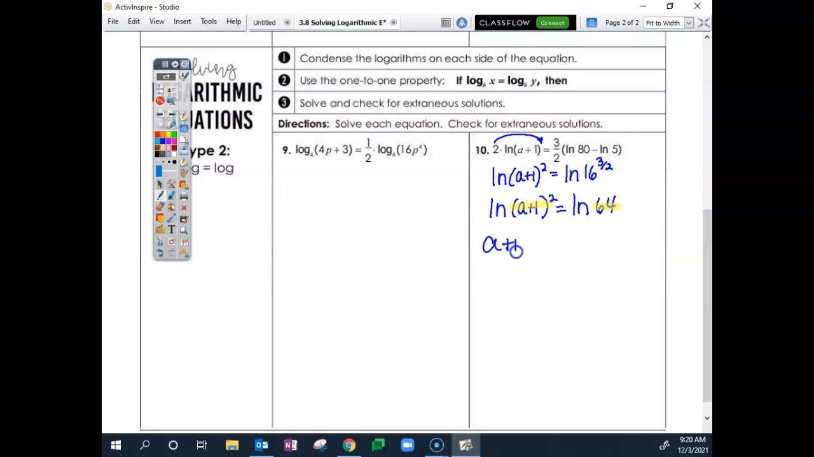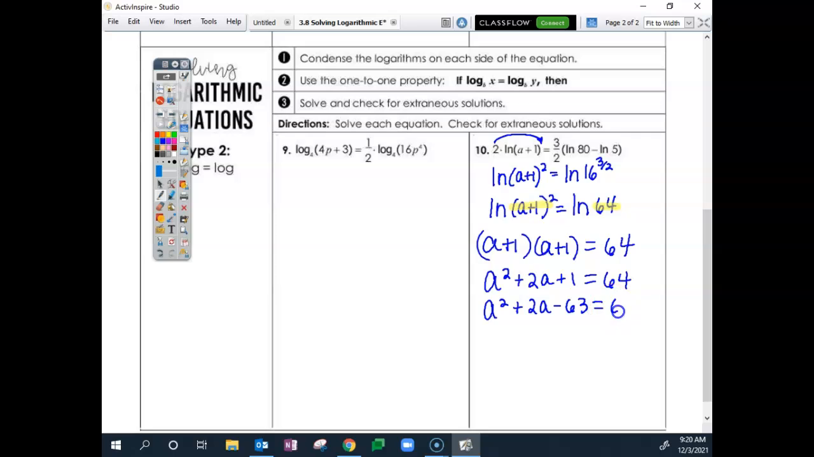So I'm going to get a plus 1 times a plus 1 equals 64. So when I multiply this out, I get a squared plus 2a plus 1. I'm going to subtract the 64. And the 63, I'm going to use 7 and 9, which gives me negative 9 and 7. And the negative 9 is going to make that negative, so only the 7 is the positive, is the answer.